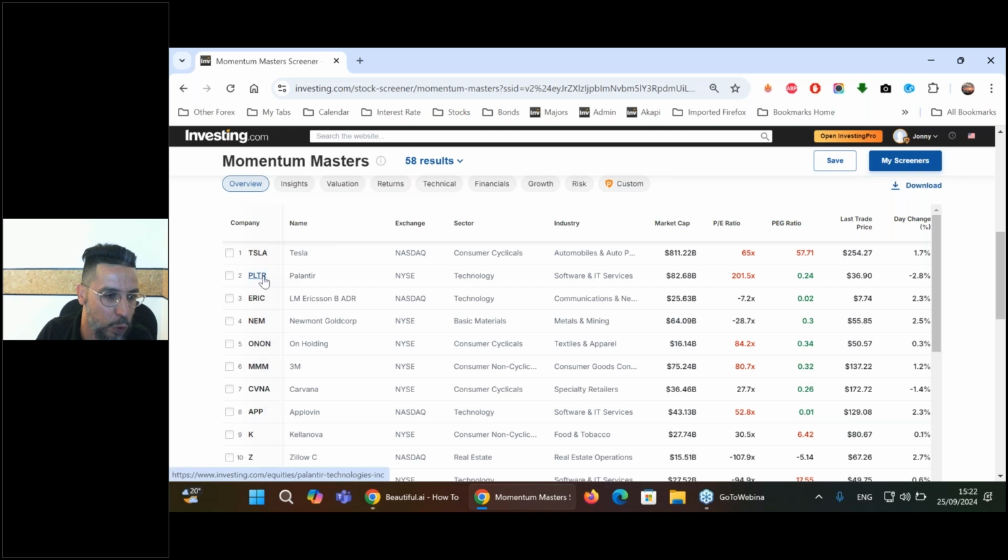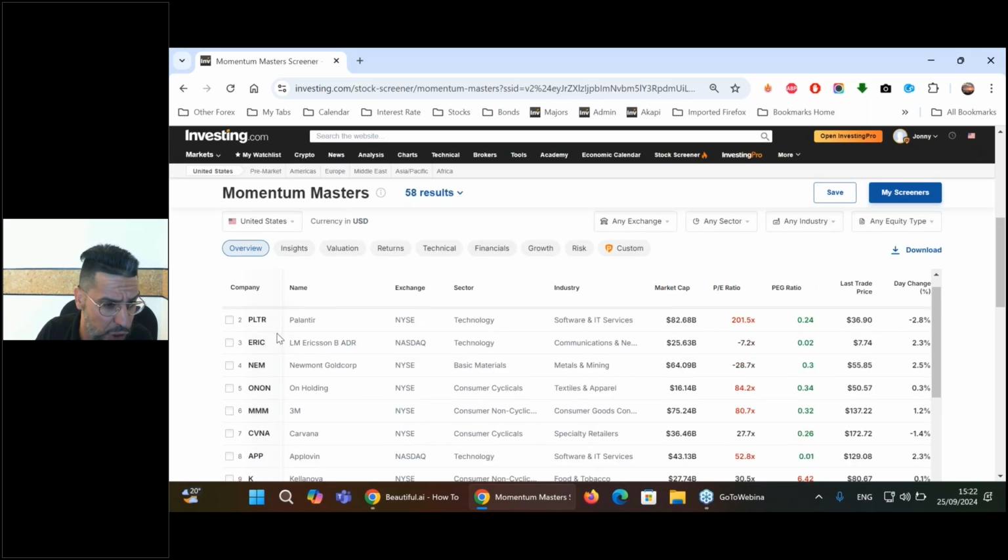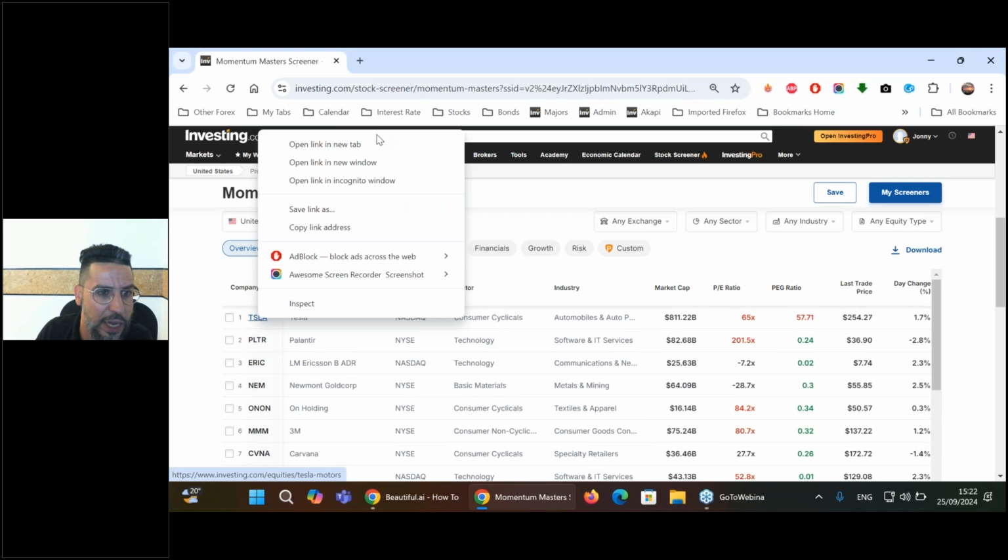Obviously a name on the Momentum Masters screener, number 2 on the Momentum Masters. So that is a name, of course, which I've been trading in and out, holding a nice amount of Palantir shares since the start of the year, pretty much. So obviously that is a name I agree with.